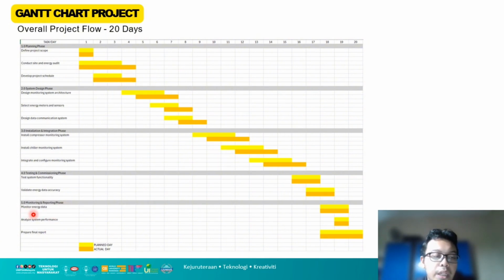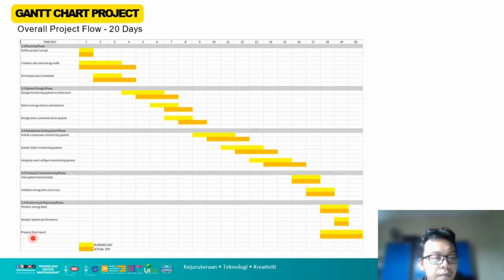So monitor energy data takes 2 days. It also follows the plan, starting at day 18 and ending at day 19. Analyze system performance takes only 1 day, and we take it at day 19, the same day the monitor energy data ends.